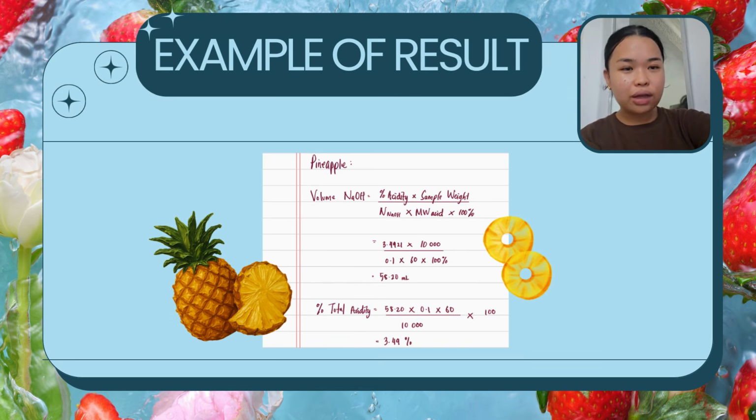And then, since we have gotten the volume of sodium hydroxide, we will calculate the percentage of total acidity, which is 58.20 times 0.1 times 60 divided by 10,000 and times 100, and we will get 3.49% total acidity of pineapple.